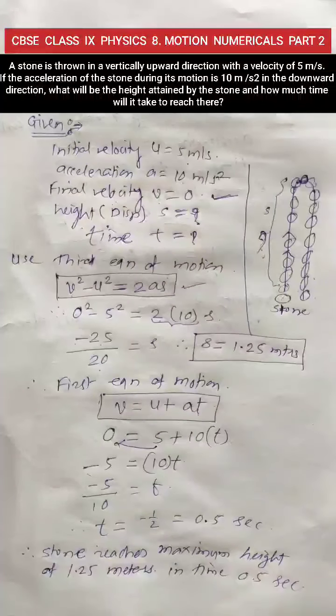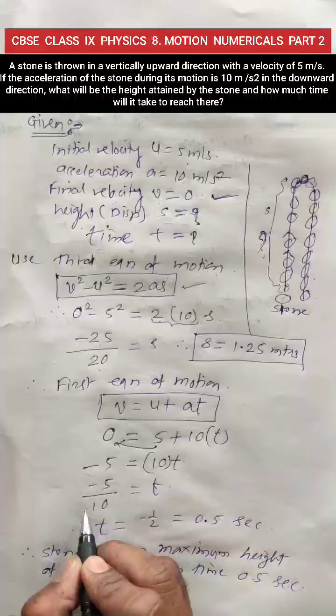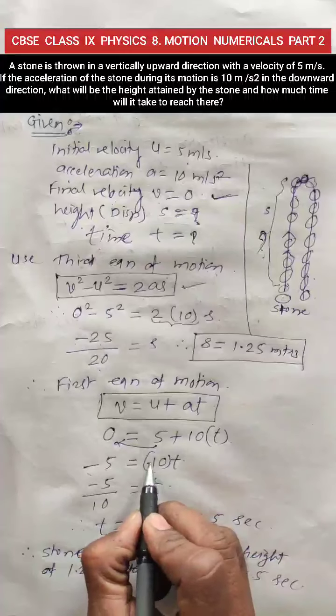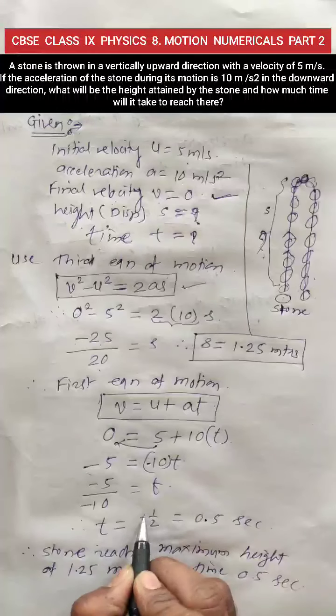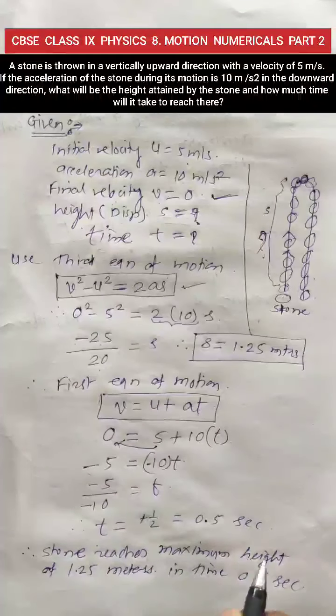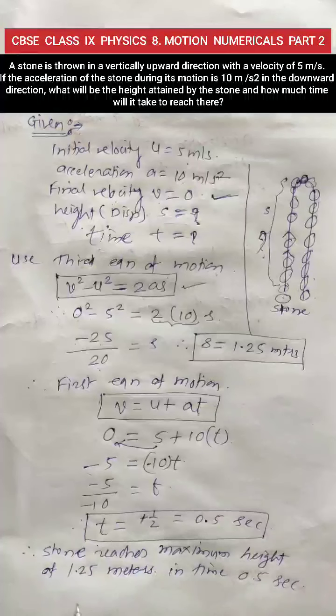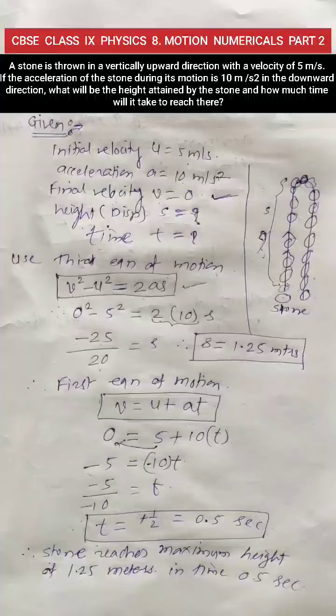So t is equal to 0.5 second. Understand? Okay, so this is the acceleration, here minus 10 upon minus 10, so this is plus 1 by 2. So this is the answer. And in the last, we have to write down: the stone reaches a maximum height of 1.25 meters in the time 0.5 second. So this is our answer. Understand?